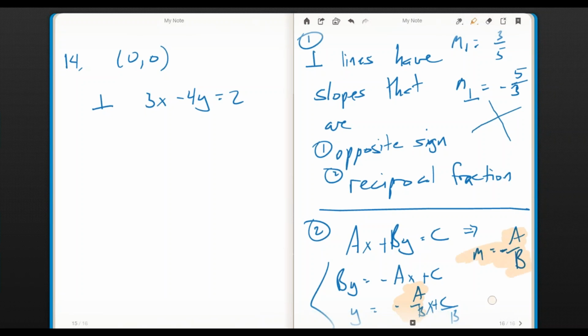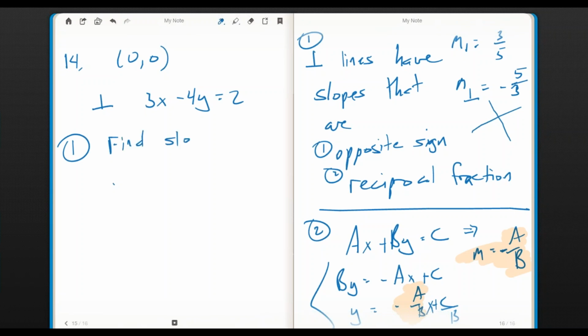And that means I can always find the slope of a line that's in ax plus by equals c form by taking the opposite of a over b. Now if you don't remember that, no big deal, you can always just put it in slope-intercept form. But here's the point. My first step of finding the equation of a line is to find the slope.